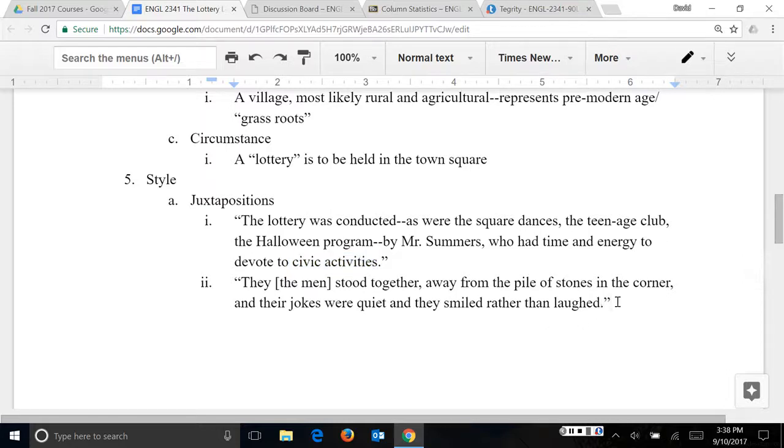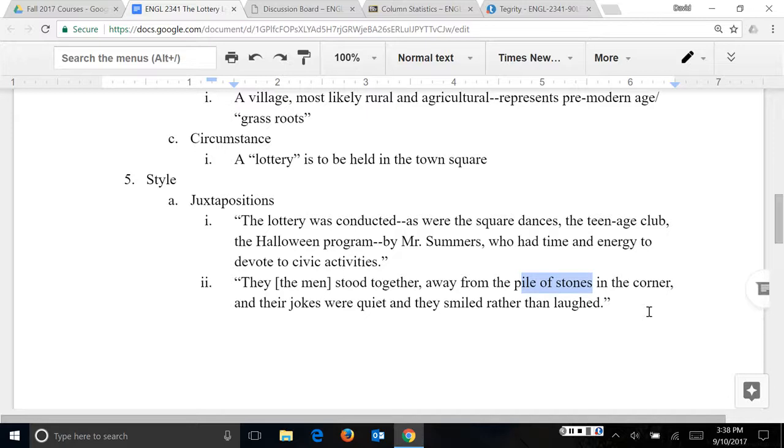Take a look also at this next sentence: "They, meaning the men, stood together away from the pile of stones in the corner and their jokes were quiet, and they smiled rather than laughed." So here again, we have another juxtaposition. We have one element, the men, and we have another element, the pile of stones. And of course, both of them are being gathered, right? The men are standing together. There's a pile of stones, all these individual stones coming together.